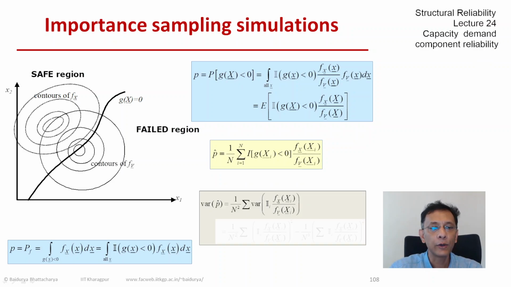Then obviously we could try to find out what the uncertainty in the estimate is, and the uncertainty in the estimate would be the sum of the individual variances. The variance in p hat would be the sum of the individual variances, because the samples we are getting from fV are still IID. It's just not from fX, but still they're IID.